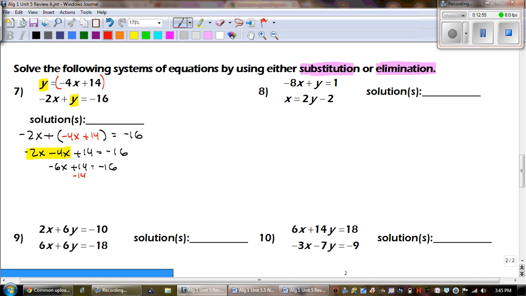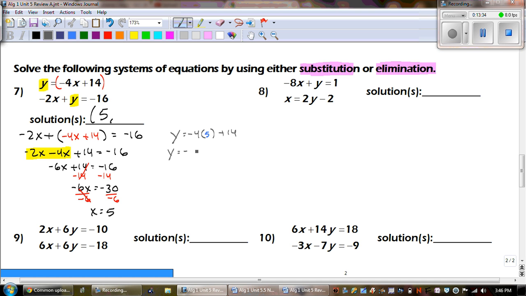And then solve. So I'm going to subtract 14 from both sides. Negative 6x equals negative 30. And then divide by negative 6. We get x equals 5. So I know what x is, I just don't know what y is. To find out what y is, I'm going to go back to one of our original equations, and y is already by itself. Okay, so now we're going to plug in 5 and solve.